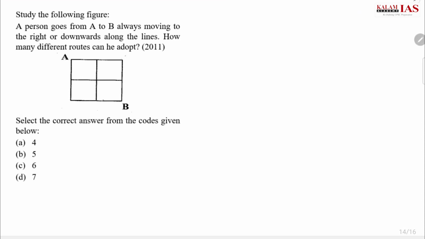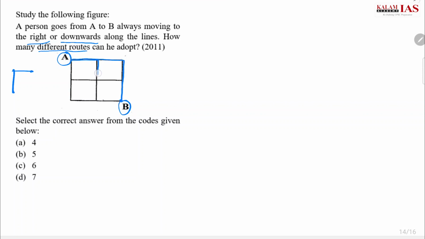In this question, it is said that a person goes from A to B, always moving right or downwards along the lines. How many different routes can he adopt? So the person at A can move either right or downwards, and he has to reach point B. And how many different routes are possible? So starting from point A, we can have different routes, like he can go from point A like this and this.